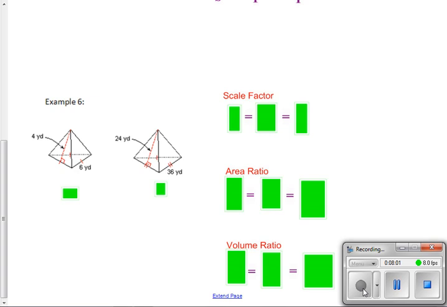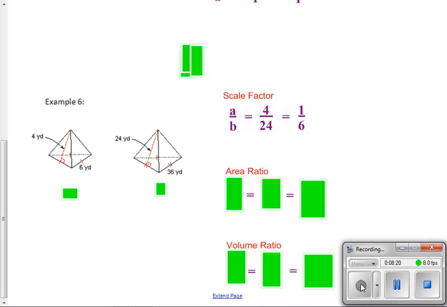Last example here, I'd like you to go ahead and try it on your own. So go ahead and pause the video, do your conversions of scale factor, and notice again in example 6 they have all side lengths, so you're finding the scale factor initially and converting your area and volume ratios. So pause the video and give her a shot.